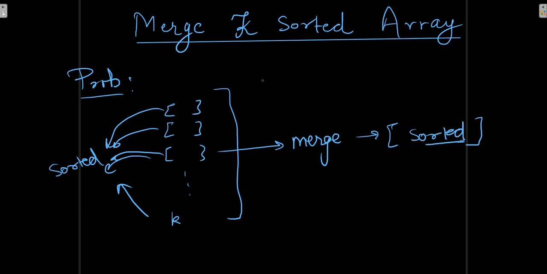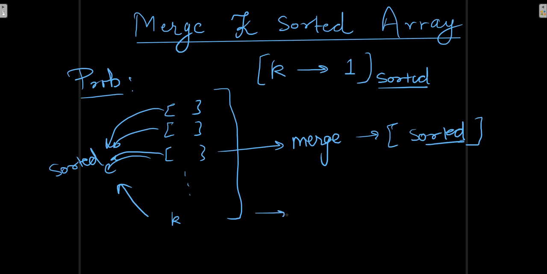So the bird's-eye view looks like this: you need to merge k arrays into one, and this whole operation must be done in a sorted structure. So this is what the problem asks you to do.